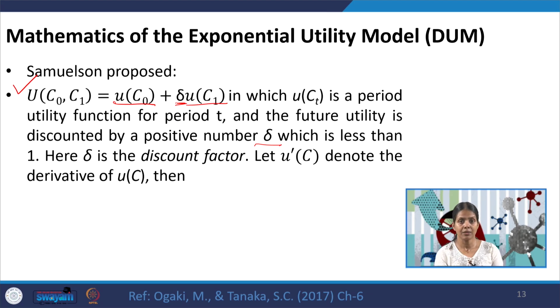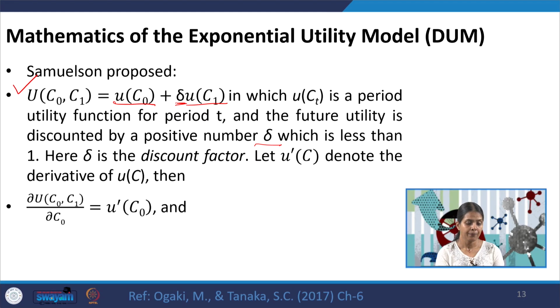Let u'(c) denote the derivative of u(c). Then I will have delta U(C_0, C_1) upon delta C_0 is equal to u'(C_0). So, this is again, if you remember from the previous, probably the second module, the partial derivative with respect to consumption in period 0, where we are trying to find out that if only the consumption in period 0 changes, holding the consumption in period 1 constant, then how total utility is going to change, and this is denoted by u'(C_0).